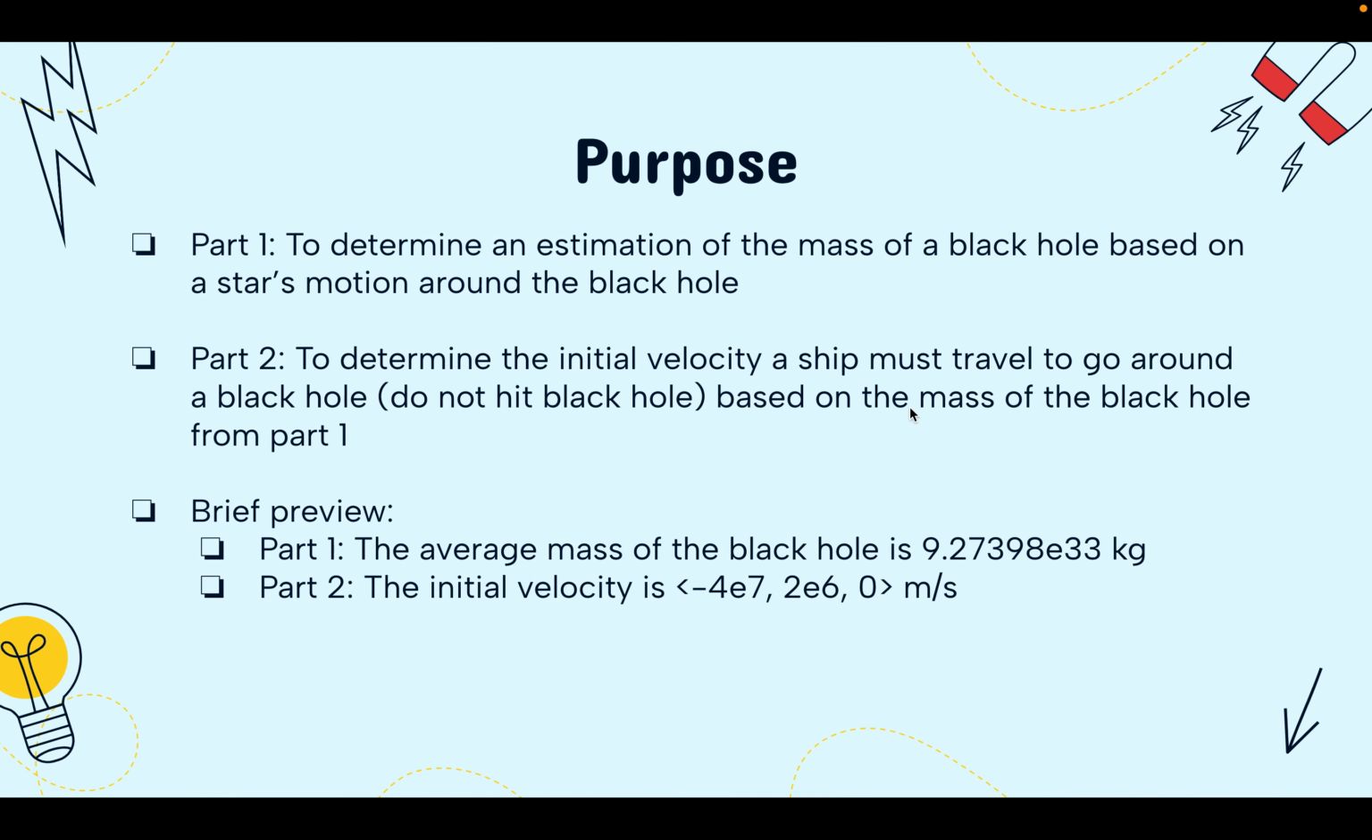The purpose of this experiment, for part 1, is to determine an estimate of the mass of the black hole based on the star's motion around the black hole. For part 2, it's to determine the initial velocity the ship must have to go around a black hole, not necessarily in orbit, just to go past it without actually hitting it, based on the mass of the black hole that we calculated from part 1.